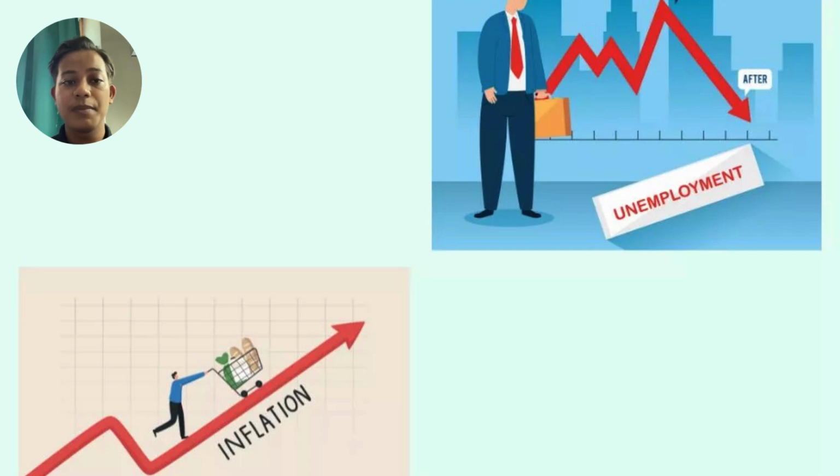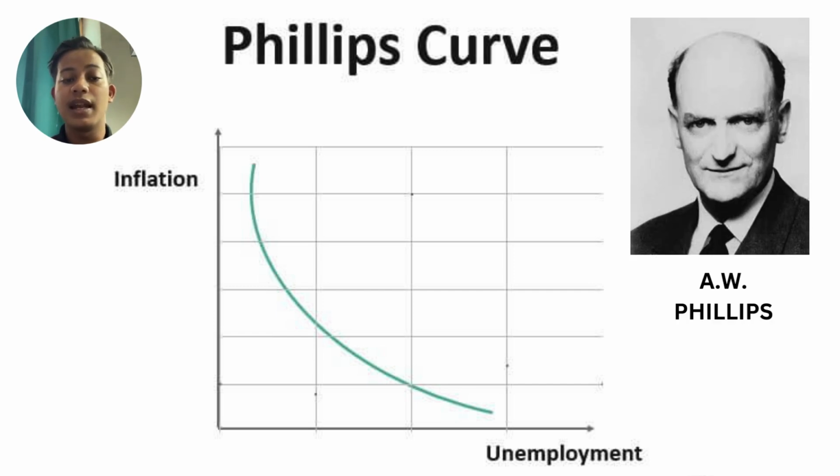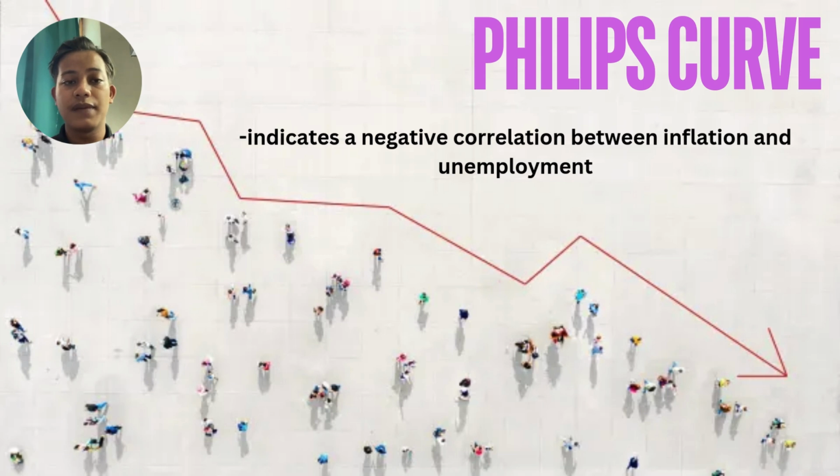Inflation and unemployment are the major problems in the economy. The relationship can be explained by the Phillips curve. The Phillips curve was introduced by A.W. Phillips in 1958. The Phillips curve indicates a negative correlation between inflation and unemployment.